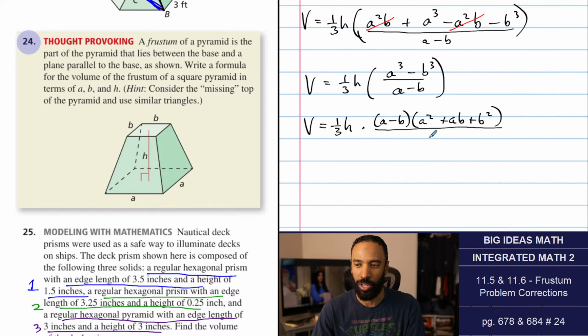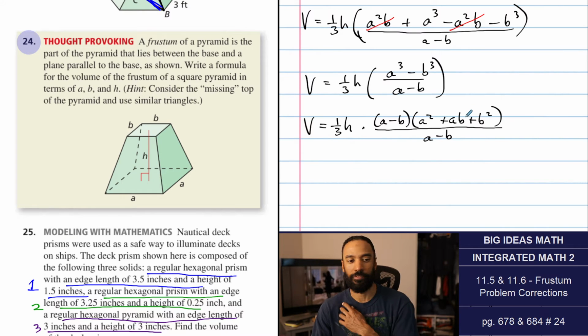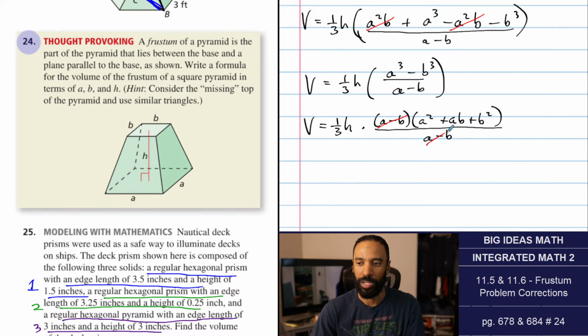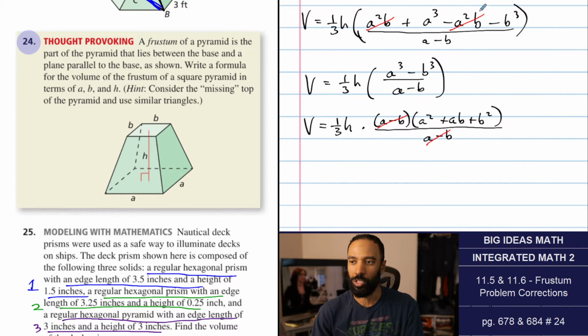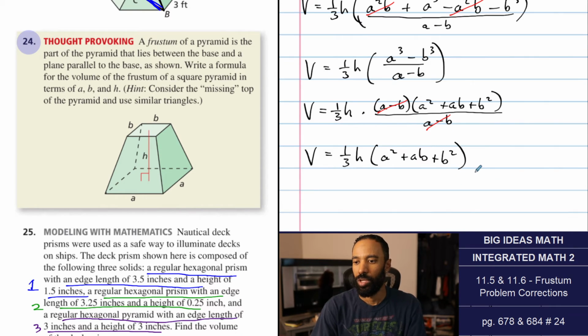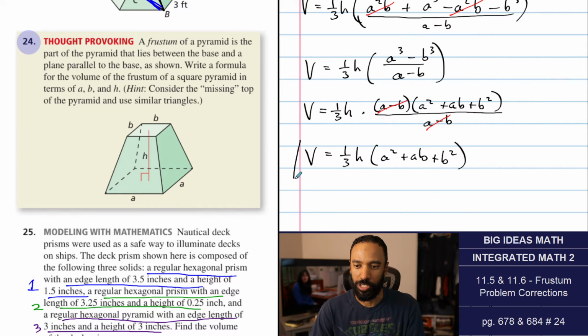You also probably haven't done long or synthetic division to come up with this. It's something that I know how to do, and it's a very challenging problem. I'm sure there's more than one way to do this, and I'm sure I'm not doing it the best way. But the a minus b's, now a common factor, can cancel and divide. So your final result, simplified with the factorization, is 1/3 times the height times a squared plus ab plus b squared, which is the volume of the frustum.